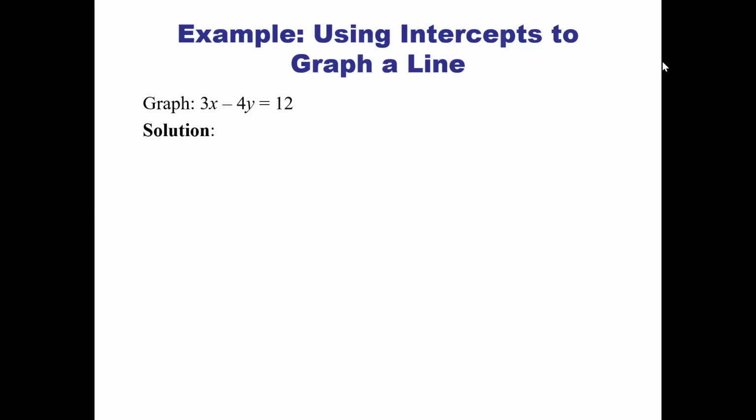All right, so let's do an example here using intercepts to graph a line. We've got to graph 3x minus 4y equals 12. So what's the solution? Well, we're going to have to solve this equation for y.